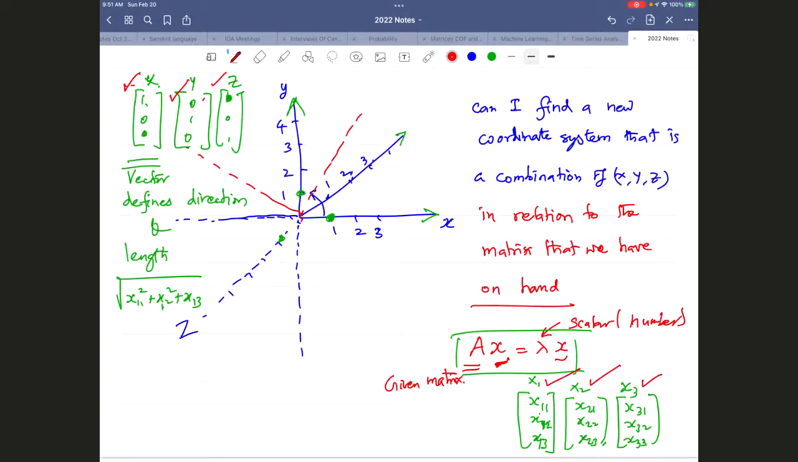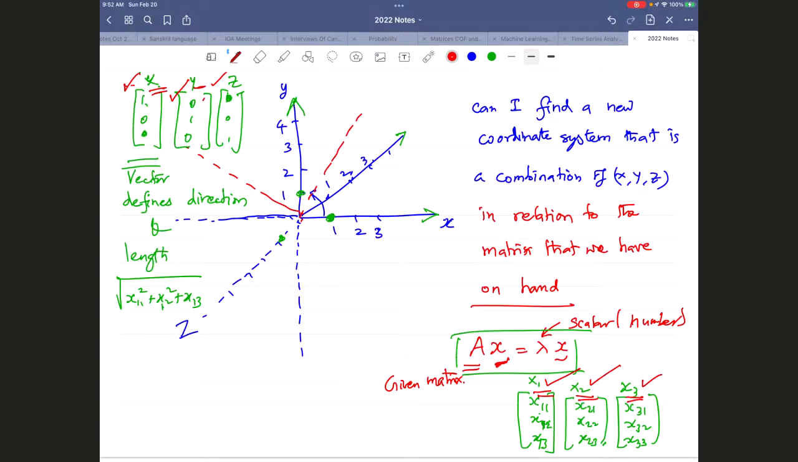Here, the unit of length is 1. But here, the unit of length is not 1, but lambda 1, lambda 2, lambda 3. There are 3 scaling parameters, lambda 1, lambda 2, lambda 3, and 3 coordinates: x1, x2, x3. This x1 is different from this x1. Remember that. Are you with me now?